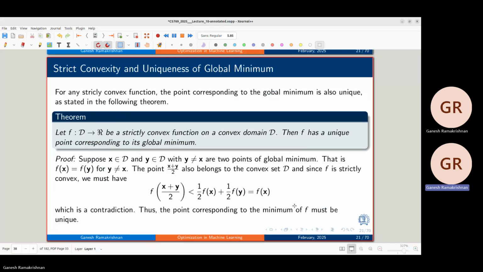Okay, so that's the third property we have. For strict convexity, this one, right? Strict convexity gives uniqueness of global minimum for a strictly convex function.